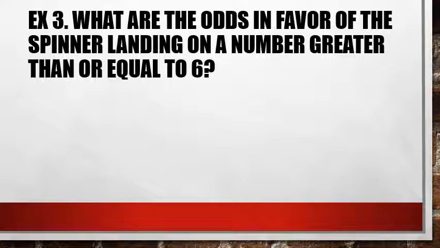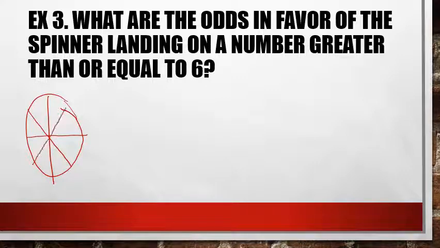Okay, so what are the odds in favor of landing on a number greater than 6? And I'm actually missing a picture here. So there's a spinner, and we have 1, 2, 3, 4, 5, 8, and then it has a little spinny arrow that would spin around.